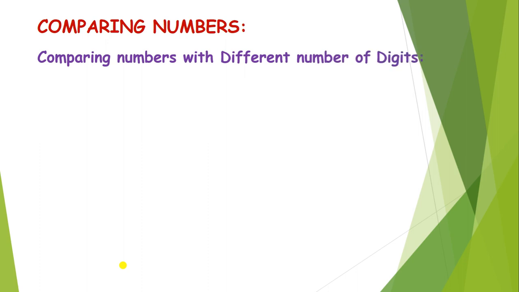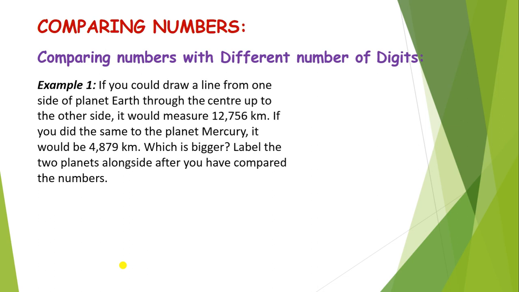Comparing numbers with different number of digits. Let's see one example. If you could draw a line from one side of planet Earth through the center up to the other side, it would measure 12,756 kilometers. If you did the same to the planet Mercury, it would be 4,879 kilometers. Which is bigger? Label the two planets alongside after you have compared the numbers.